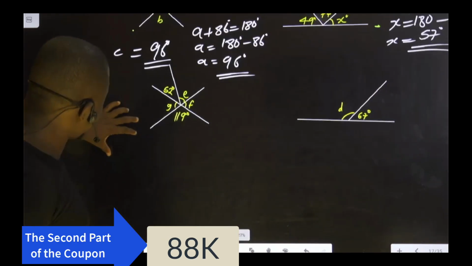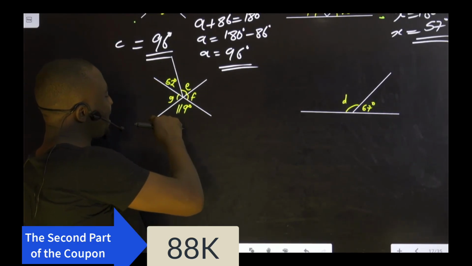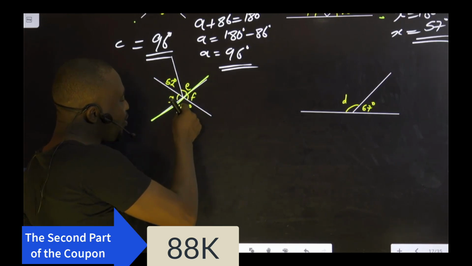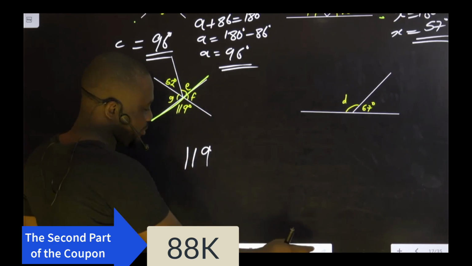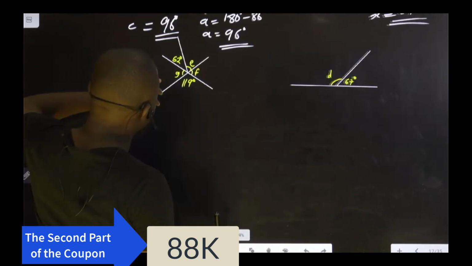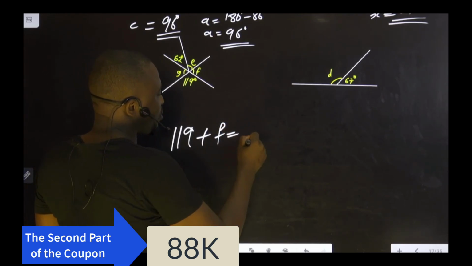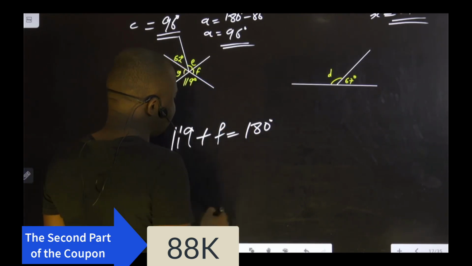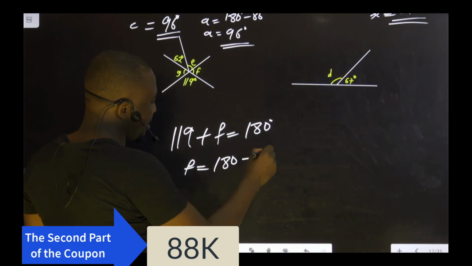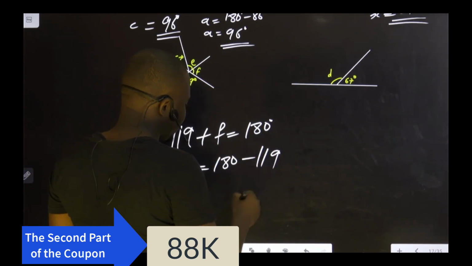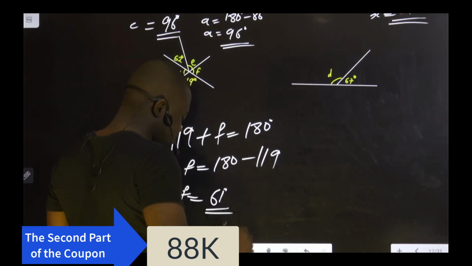Let's come here now to look at this. Again, this is a straight line. There's an angle here, there's an angle here. That is 119 and F. Okay, let's work on that. 119 plus F is equal to 180 degrees. So F therefore is equal to 180 degrees minus 119, which is equal to 61 degrees.